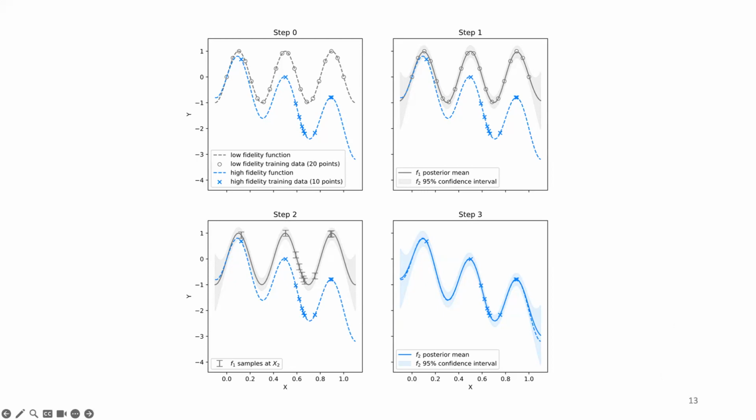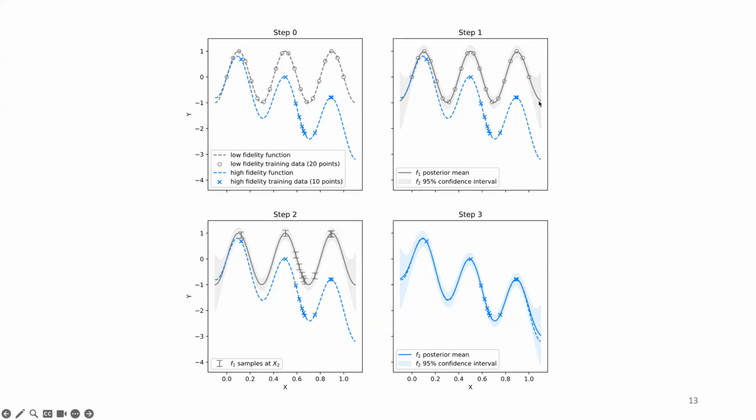So in our first step, step 1, we want to fit a Gaussian process to the low fidelity data set, and we're going to call this F1. And this gives us nice uncertainty estimates, just as the ones we saw in the previous slides, with larger uncertainties further away from the training data.